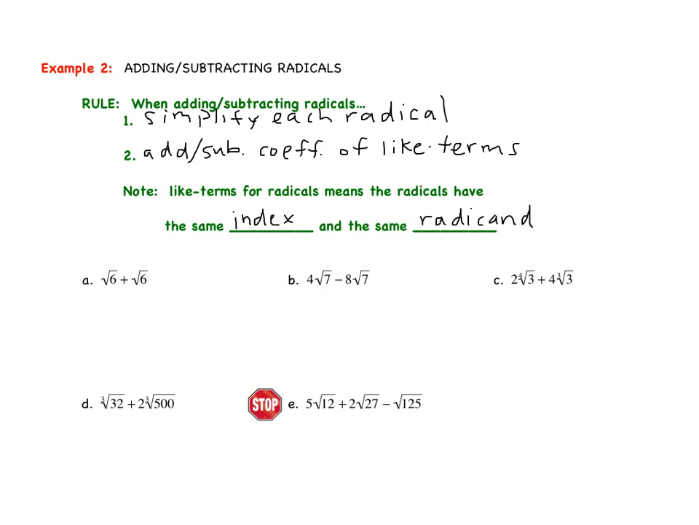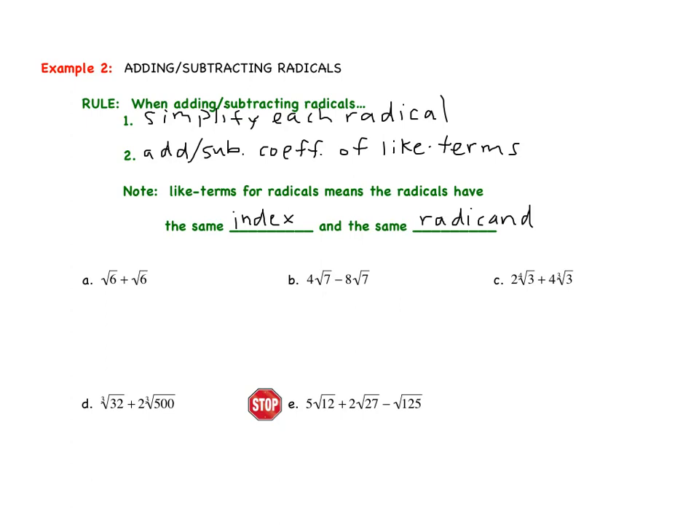All right, let's focus on example A, where we have the square root of 6 plus the square root of 6. The first thing we want to zoom in on is the first radical, the square root of 6. Can we simplify the square root of 6? No. Now we double check: do both of these radicals have the same index? The answer is yes. And what is their index? Well, since it's not written in, their index is 2.